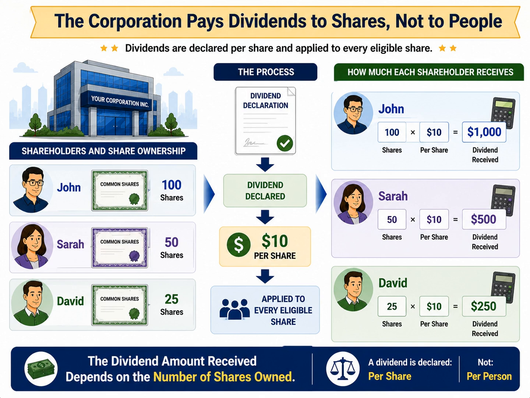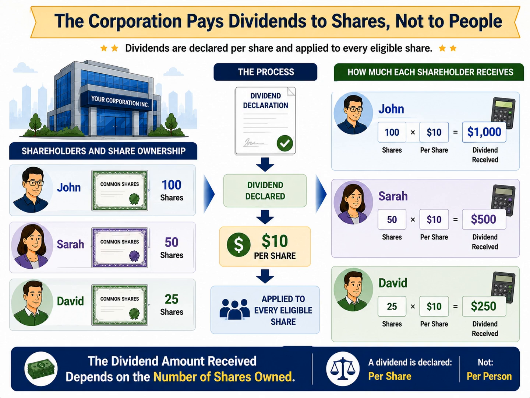Notice that the corporation never declared a $1,000 dividend for John or a $500 dividend for Sarah. The corporation declared a $10 dividend per share, and the shareholder amounts were simply the result of applying that rate to the number of shares owned. This principle becomes especially important when corporations have multiple shareholders or multiple classes of shares. The accountant must always think in terms of shares first and shareholders second.